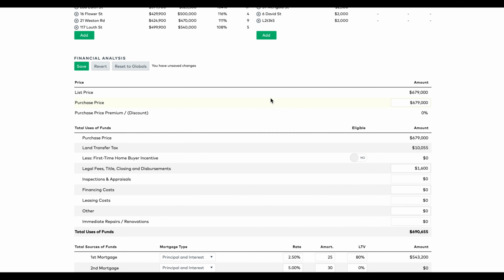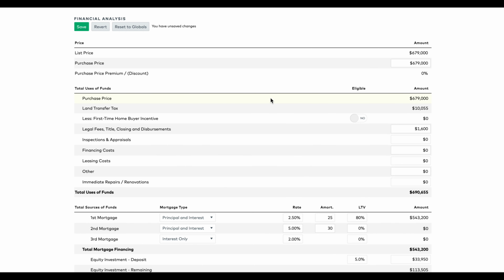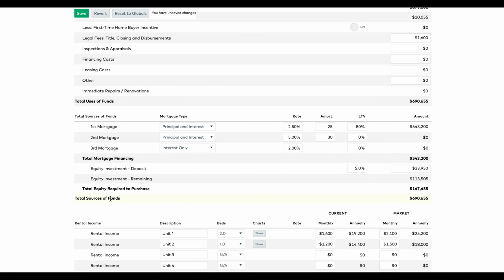Let's begin. We're going to start with our uses of funds. What is the purchase price of the property? What are our closing costs, land transfer tax and legal? Perhaps there's some immediate repairs that need to be done. Let's make that calculation. It gives us what we call total uses of funds.